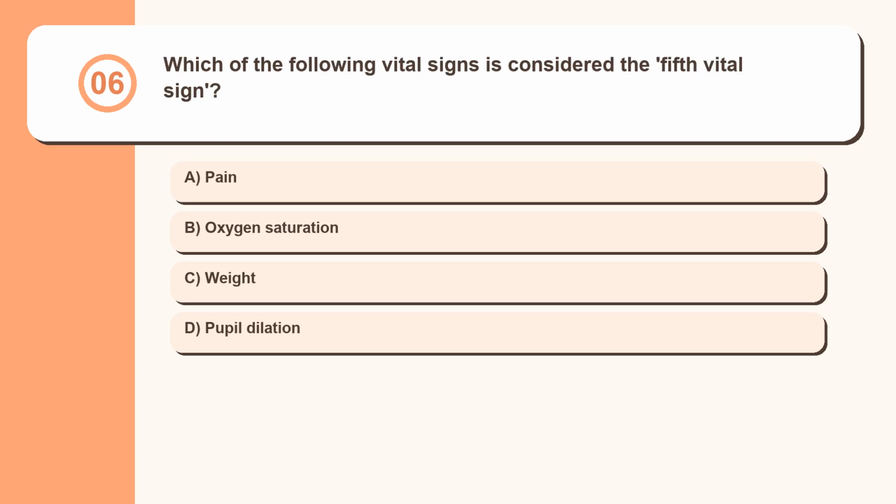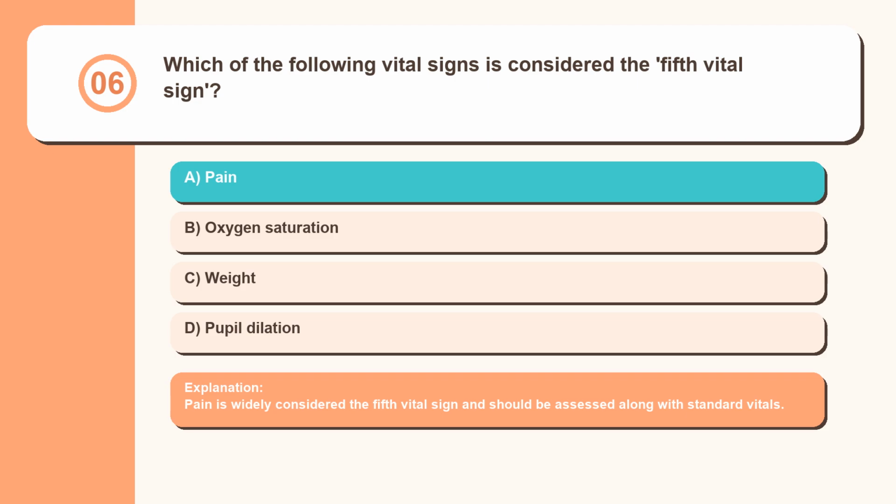Question 6. Which of the following vital signs is considered the fifth vital sign? Pain, oxygen saturation, weight, pupil dilation. Pain is widely considered the fifth vital sign and should be assessed along with standard vitals.